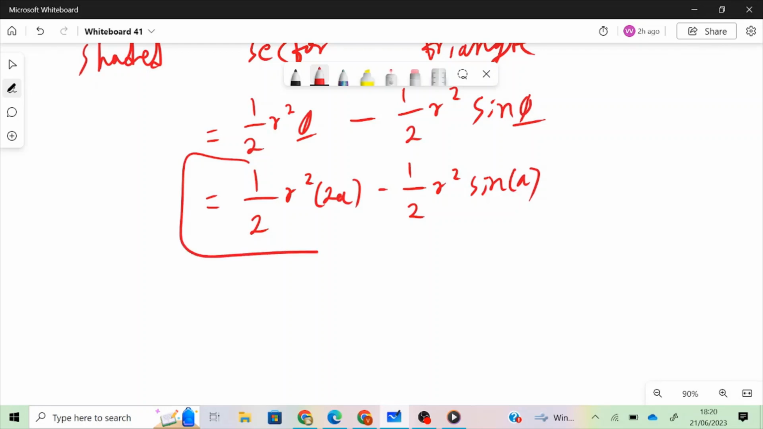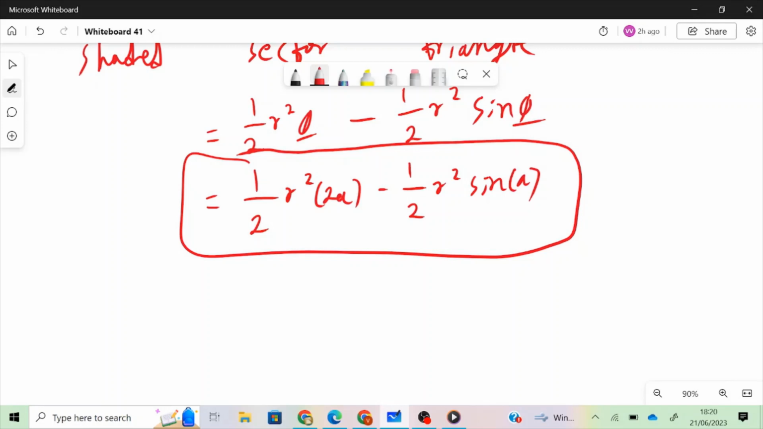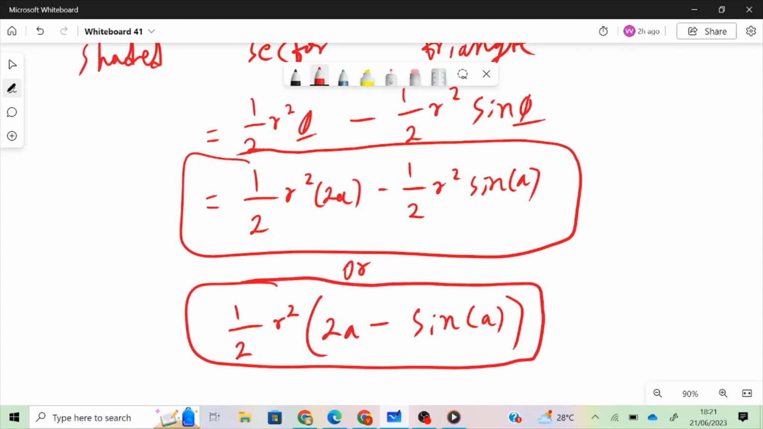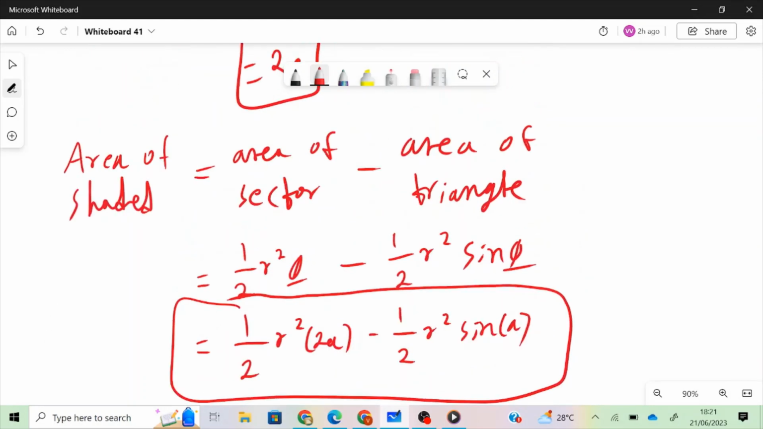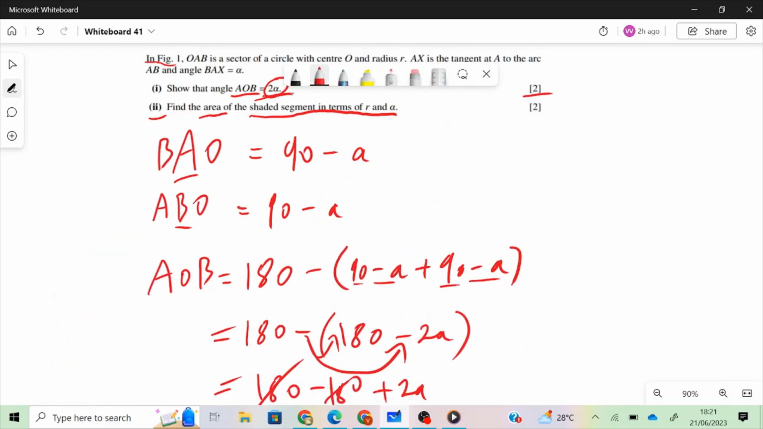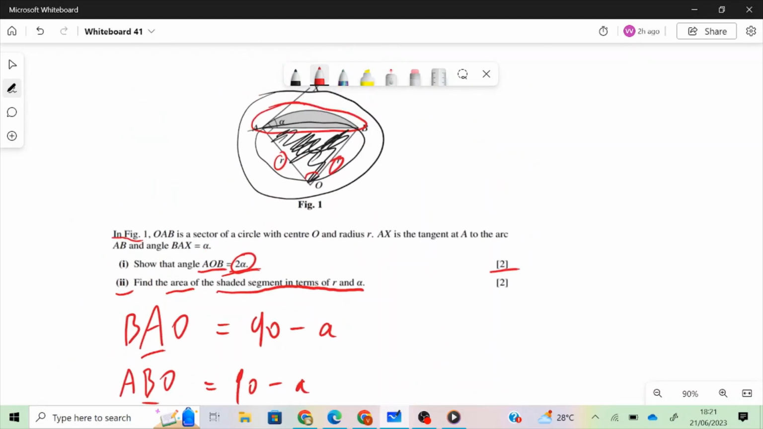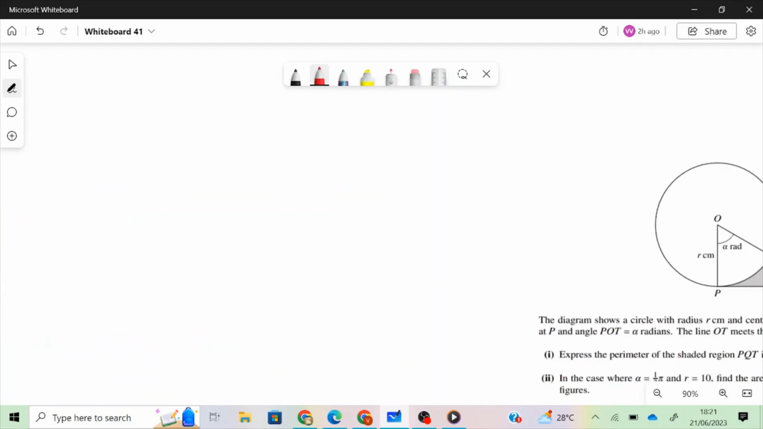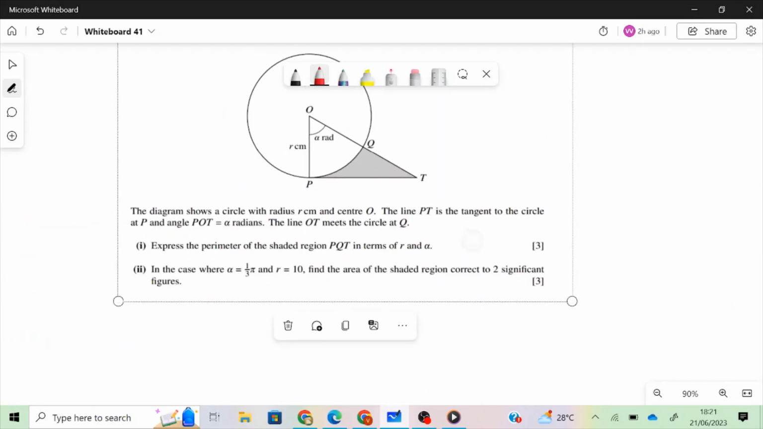It should be marked, or if you want to go the extra step, you can just factorize this. You can factorize the half r squared out, so you would have half r squared into 2 alpha minus sine alpha. Either of these two are correct. And that is the answer for that question. Just 2 marks, both these, total 4 marks, but you can see that it is a bit technical. Right, on to the next example.